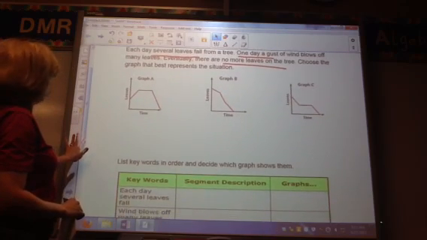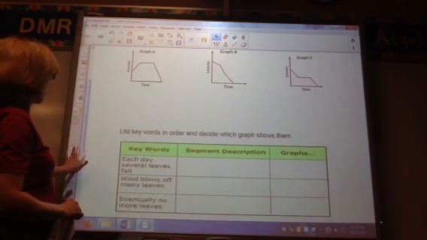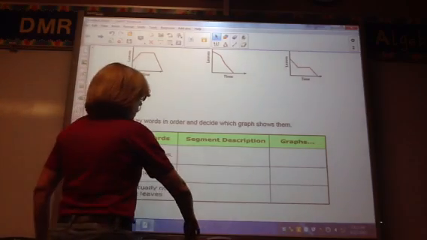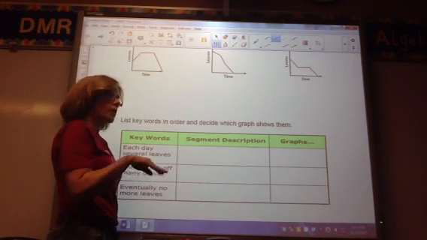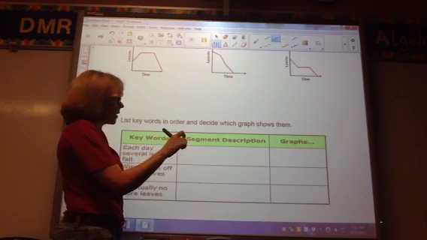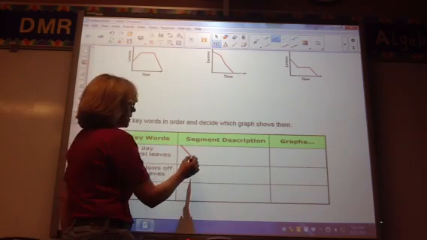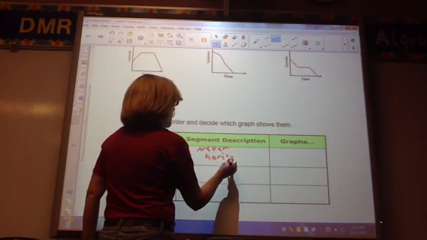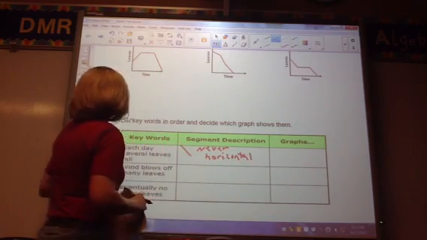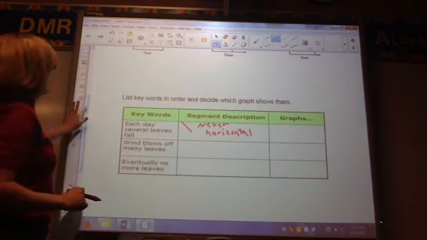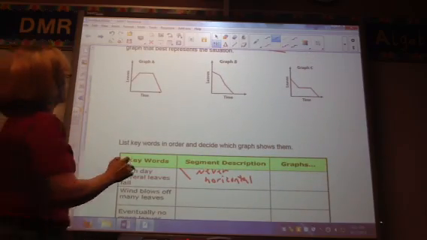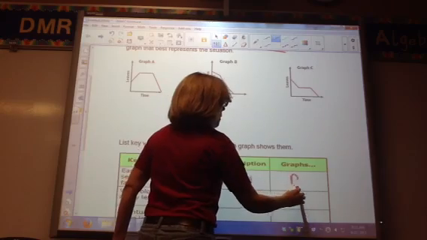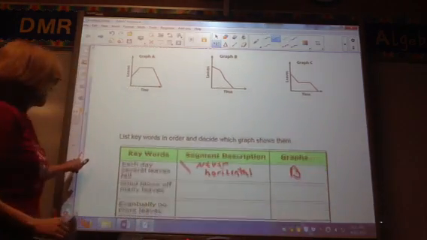So what you want to do is look for segment descriptions. Segments are the lines. Okay, each day several leaves fall. So when several leaves fall, you're never going to have a horizontal line because it's not going to be constant. It's always going to be going down like this. So you will never have a horizontal line on that graph. Well, which one of these graphs never has a horizontal line? Well, there's a horizontal line, and there's a horizontal line. So the only answer to that one is B.